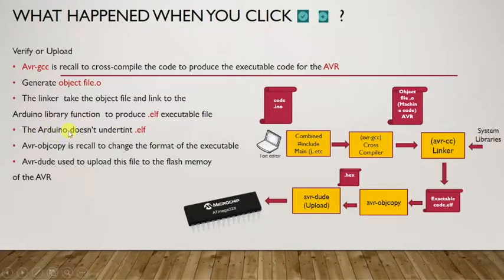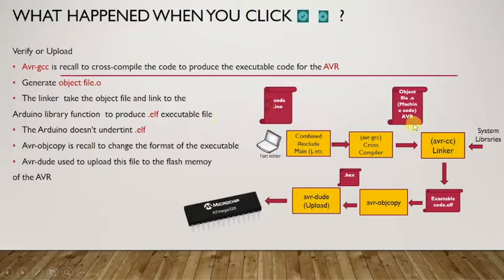The problem is that the Arduino doesn't understand an ELF file. It must be converted to .hex. The Arduino understands .hex, so AVR objcopy is called to change the format of the executable. AVR objcopy will change the executable file from ELF to .hex. After that, AVRDUDE will write your code to the ATmega328 of the Arduino. This is the microcontroller of your Arduino.